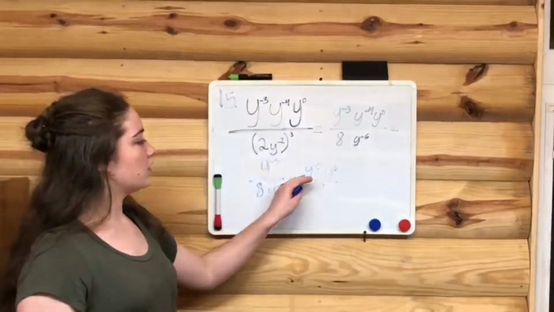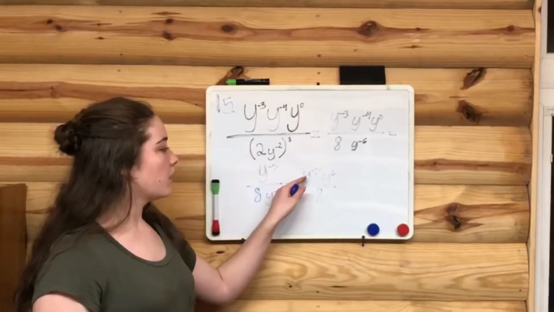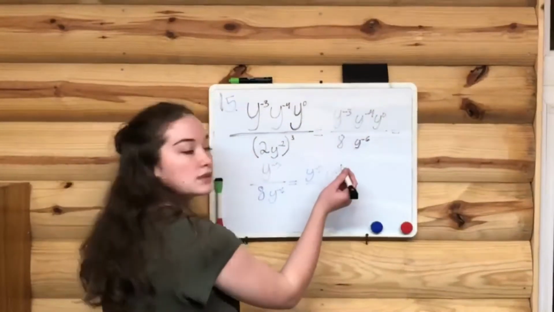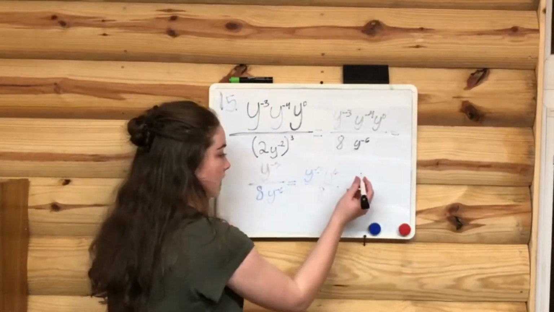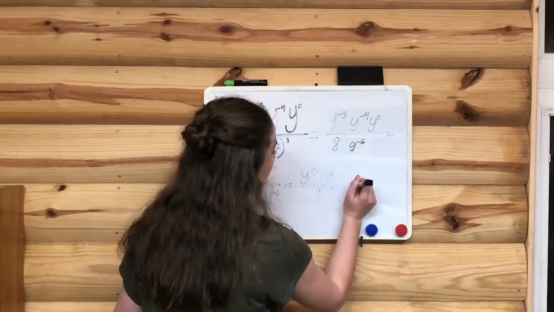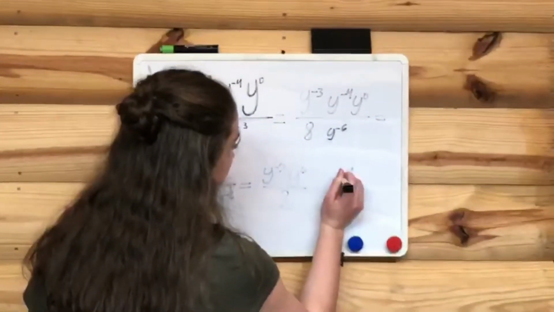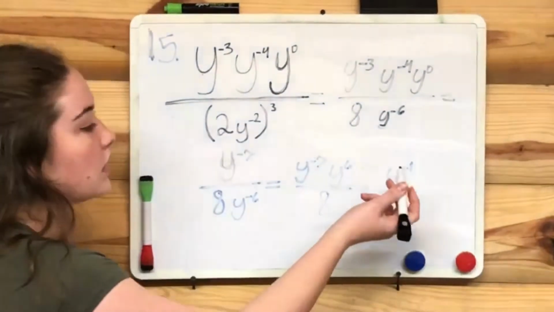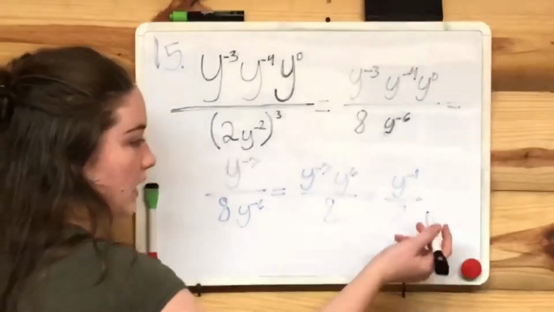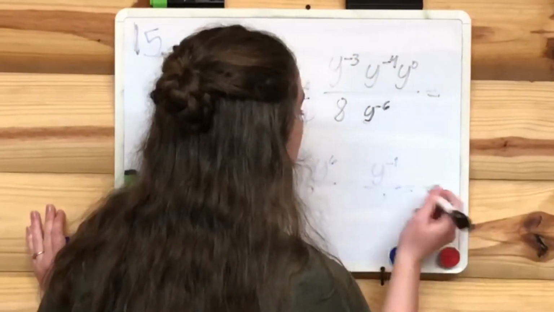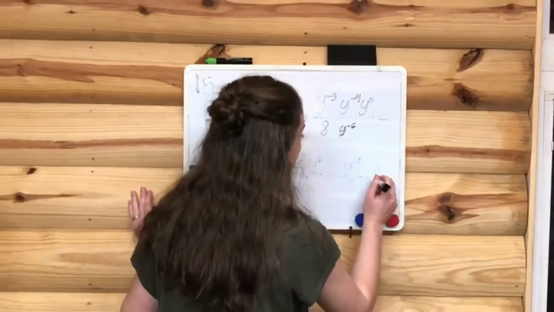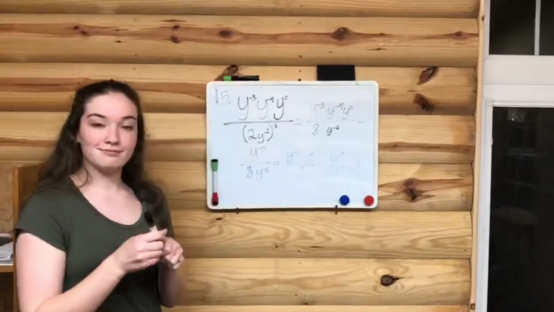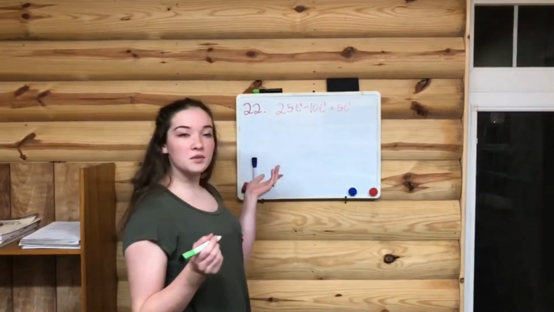So then at this point you just combine them. When you're multiplying the variables, the exponents are just added, and negative 7 plus positive 6 is negative 1. So it's going to be y to the negative 1 over 8. And that's still negative, so you need to put it into the denominator so it won't be negative anymore. So your final answer will be 1 over 8y. There you go.